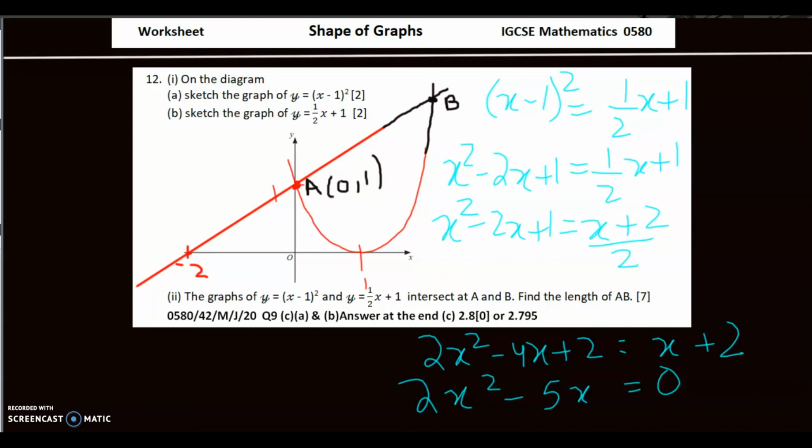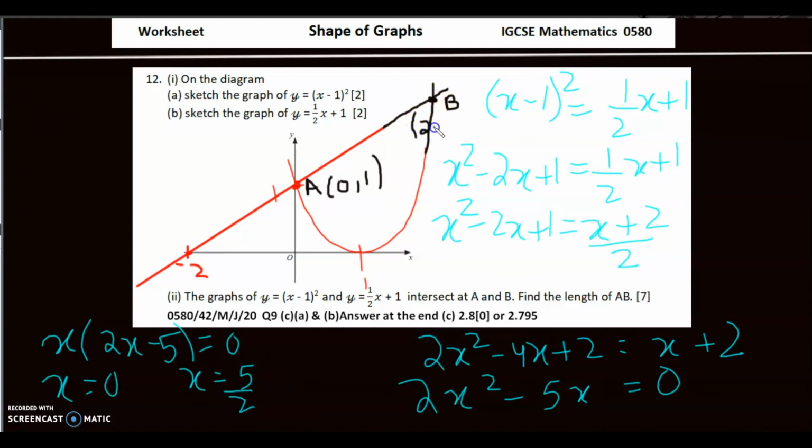So now it's pretty easy to solve. I'll take x common. So I'm getting x(2x minus 5) equals 0. I'm getting x equals 0. And I'm getting x equals 5 upon 2. Which means x is 5 upon 2 here. So 5 upon 2 is actually 2.5.